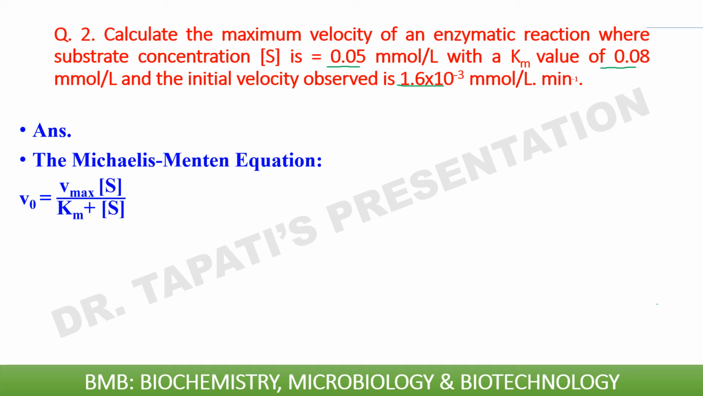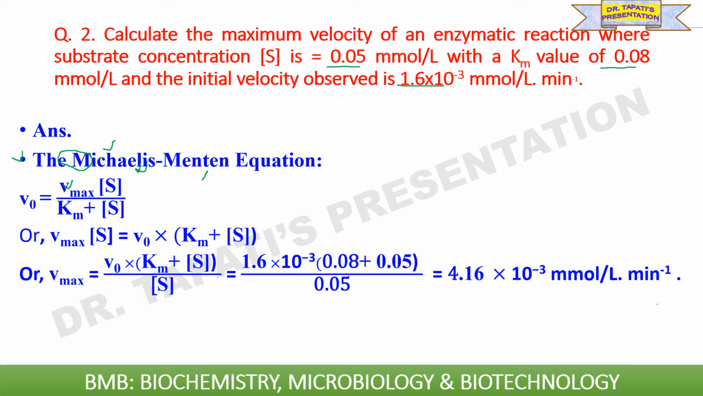We are writing the Michaelis-Menten equation: V0 is equal to Vmax times substrate concentration divided by Km plus substrate concentration. In this question, we know the values for substrate concentration, Km, as well as V0. We have to calculate the value of Vmax. So we can write this equation as Vmax into substrate concentration equal to V0 into Km plus substrate concentration.